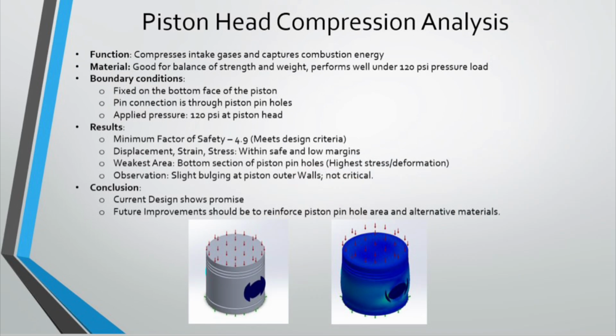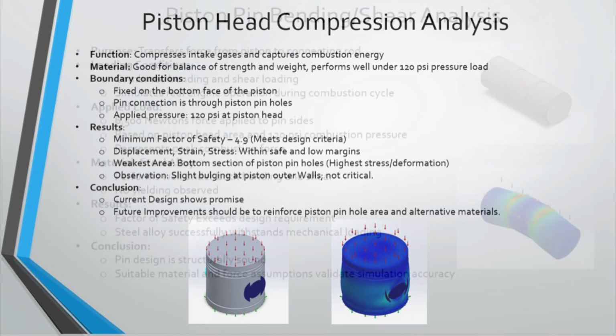Pistons are one of the more valuable parts in an engine since they are responsible for the compression of intake gases, fuel, and capturing the energy from the fuel blast. For this study, a 120 psi pressure load seemed appropriate. With this and the piston being fixed on the bottom face while a pin connection was applied through the piston, it showcased that the piston head does not yield and meets our factor of safety goal of at least 2. It does this while maintaining minimal displacement, strain, and stress.